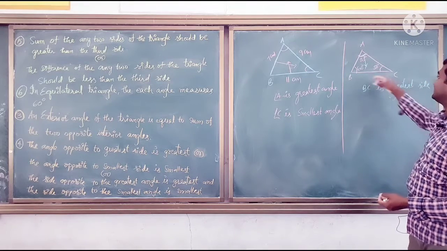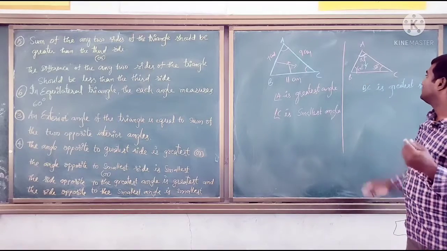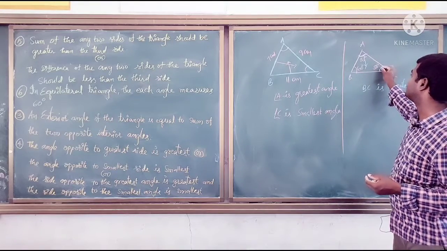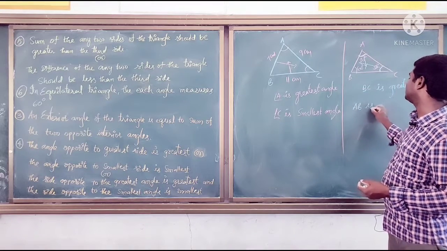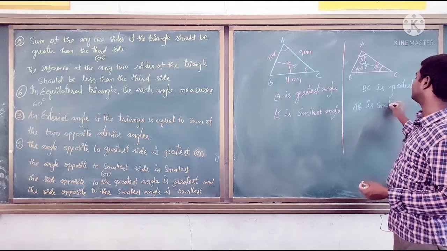And what is the smallest angle we have? 50 degrees. Smallest angle opposite side what we have? AB. So AB is the smallest side.